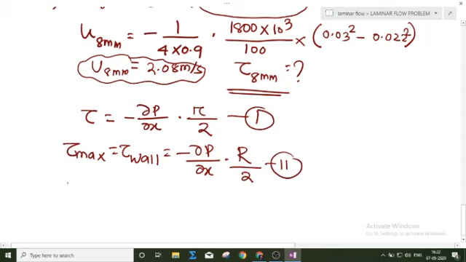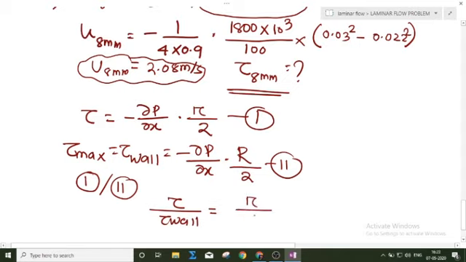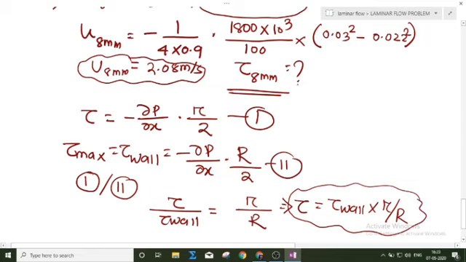Now I am dividing equation 1 with equation 2. What I am getting? This is tau divided by tau wall will be equal to r by R. Okay, now converting, tau will be equal to tau wall into r by R. This is my formula. Can I use to calculate? So now I am writing here tau will be equal to, at 8 mm we have to find out tau at 8 mm. So wall shear stress already we have found out.